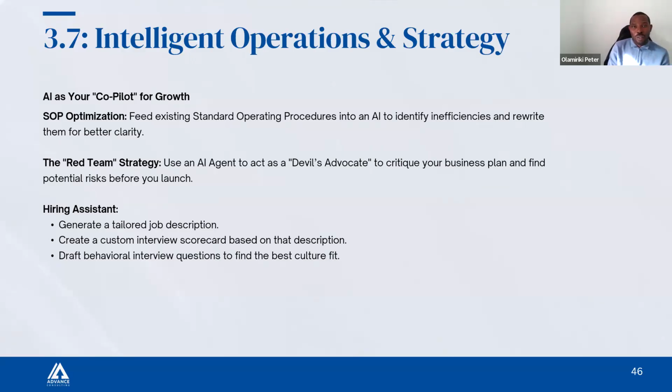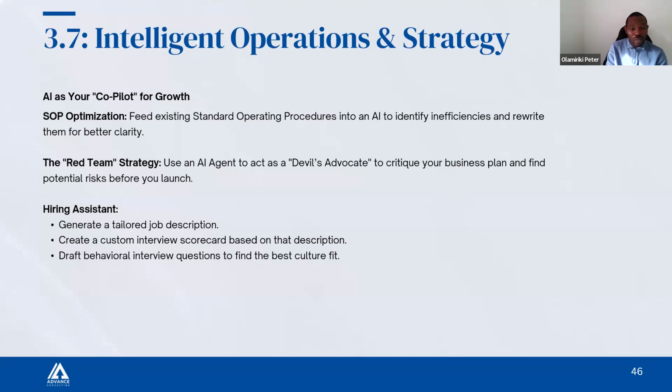I will be talking about intelligent operations and strategy. I know initially I mentioned operations and strategy leveraging AI, but AI can also be your partner for growth. So in this case, I call it your co-pilot for growth. For example, under your standard operations, you already have your SOP. AI can support you in optimizing those SOPs as things change. So you can tell AI, every 2 years I want our SOP to be optimized, and AI can do that.